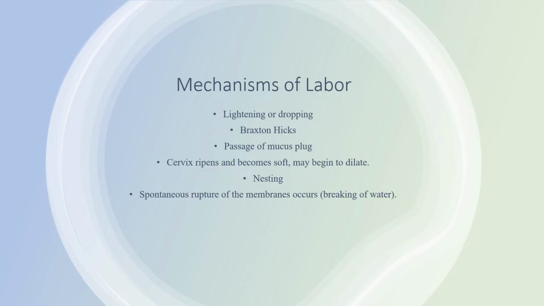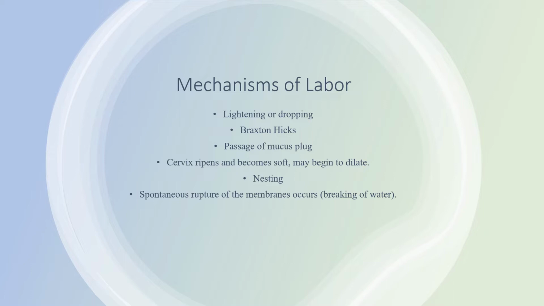These are basically just practice contractions for your uterus. The passage of the mucus plug, that is a brownish or blood-tinged cervical mucus plug. A lot of times you'll hear people say, "Oh yeah, I'm going to go into labor soon because I passed my plug." Also, as you get closer to delivery, the cervix starts ripening, becomes softer, and it may begin to dilate. It can dilate a couple weeks ahead of delivery. People can walk around with 2 centimeters dilated.